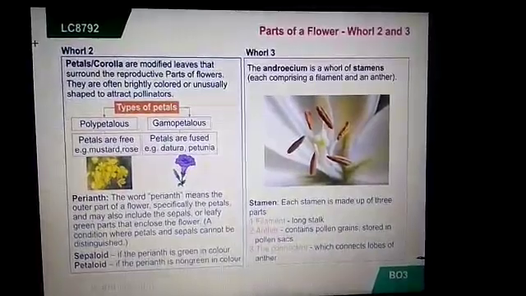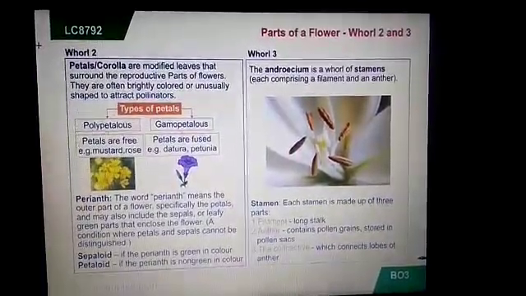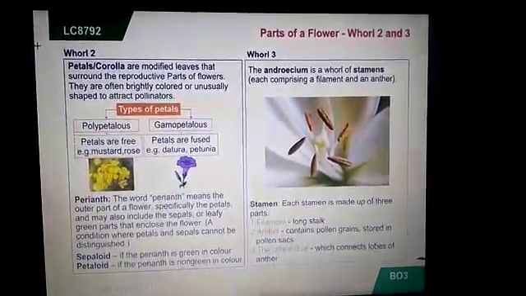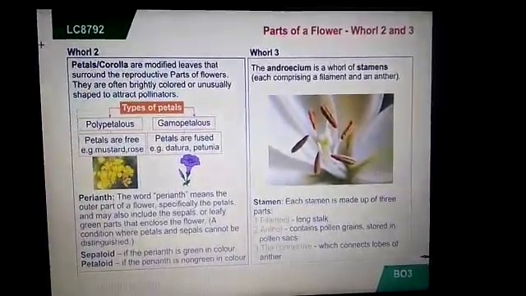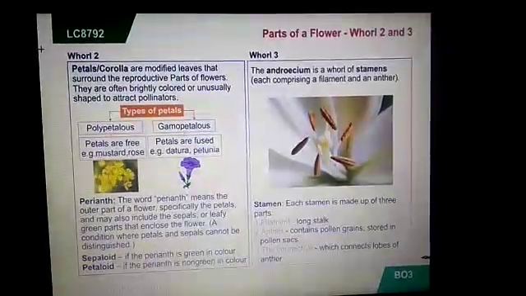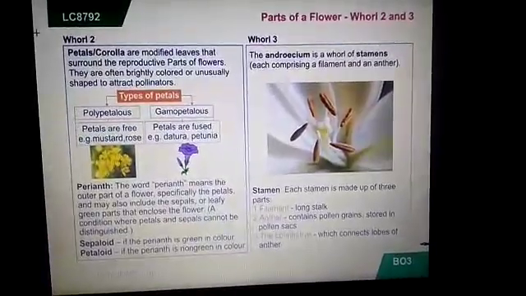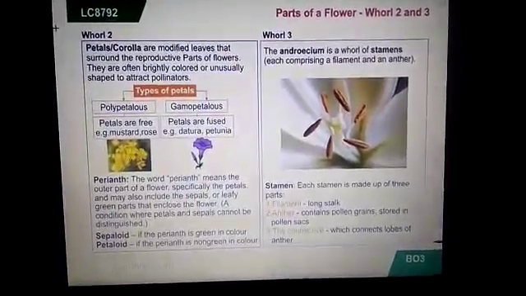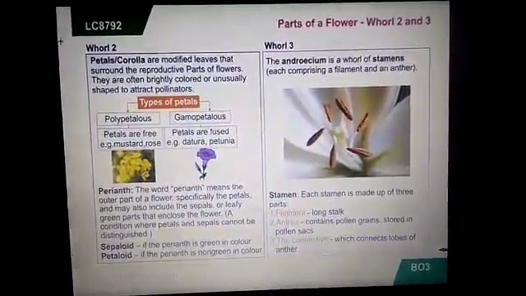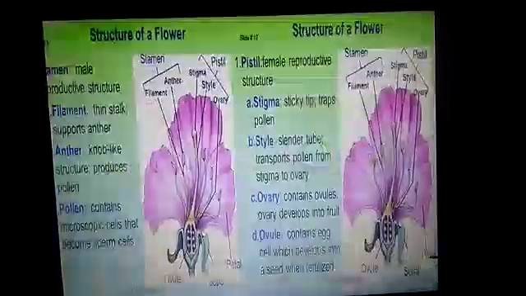Next is androecium. The androecium is a whorl of stamens, each comprising a filament and anther. Each stamen is made up of 3 parts, filament, anther and the connective. The filament is a long stalk, and the anther consists of pollen grains stored in pollen sacs. What connects the filament and anther is the connective.